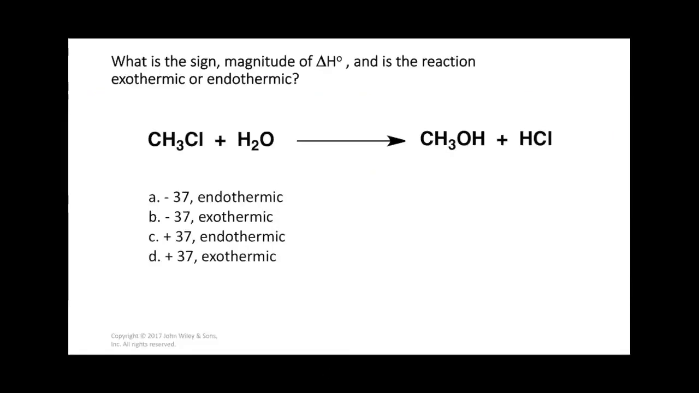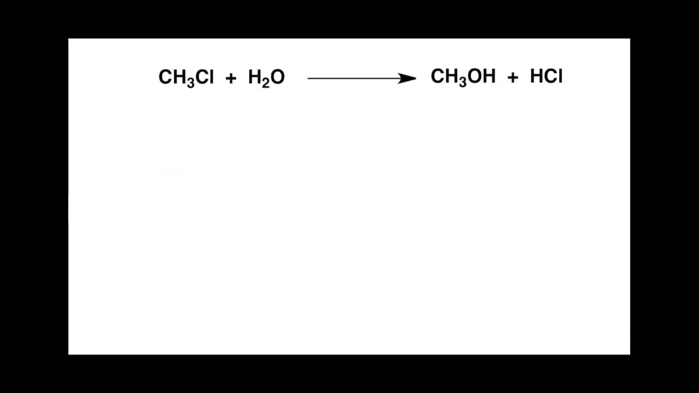So here's another example of calculating delta H for a reaction. Here's our reaction right here, and we have to decide whether it's endothermic or exothermic, and we have to calculate the value of delta H. And so let's first talk about what bonds are broken, because remember, we're going to use broken minus formed. So what bonds are broken here? We have a CH3-Cl bond that's broken, because it's replaced with the OH, and we have an H-O bond broken right here because it becomes HCl. So we have a CH3-Cl bond broken, and we have an H-OH bond broken.